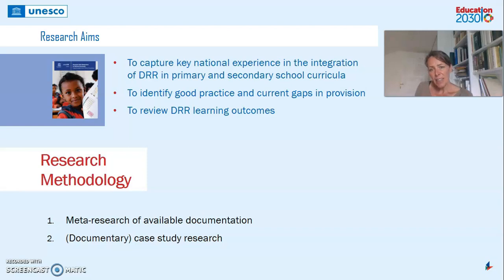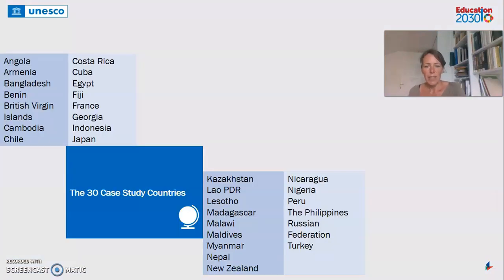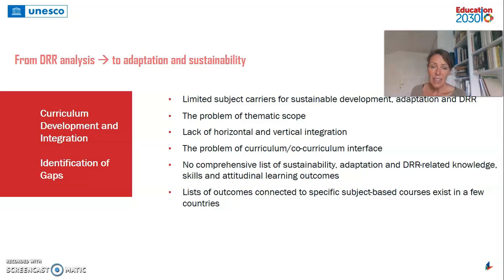The mapping study aimed at capturing key national experiences in integrating DRR in primary and secondary school curricula, identifying good practices, gaps, and also reviewing learning outcomes. It was mainly based on a meta study of curriculum documents in the different countries. You have them listed here. Five of them are from our region, including Angola, Benin, Madagascar, Mali, and Nigeria. And here are some of the findings.